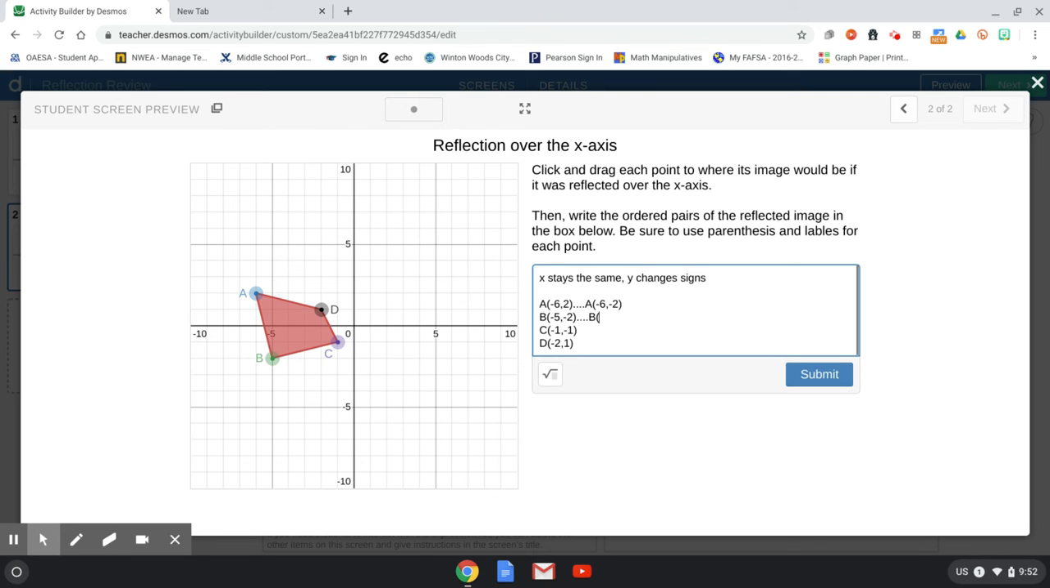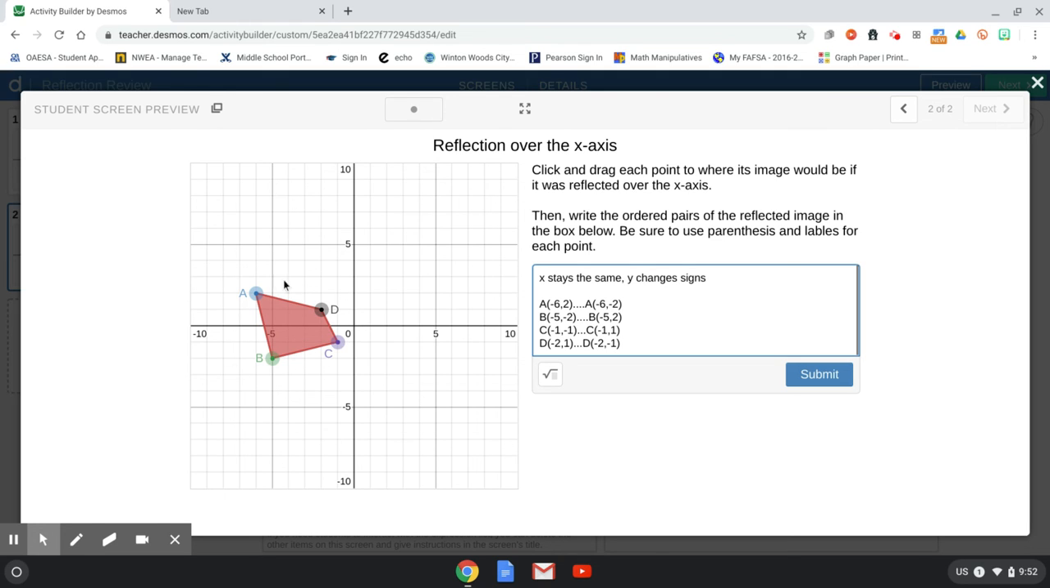Let's look at B. B is at -5, -2. First number stays the same. Second number changes signs. Now, since it's already negative, I need to make it positive because it has to change signs. C, first number stays the same. Second number changes signs. It's a -1. I'm going to make it a +1. And D, -2, and that's a +1. I'm now going to make it a -1.